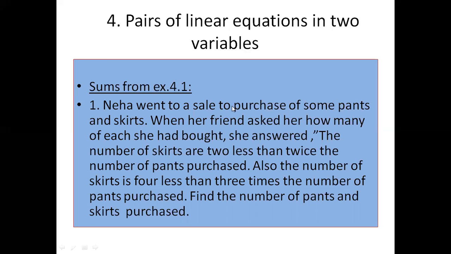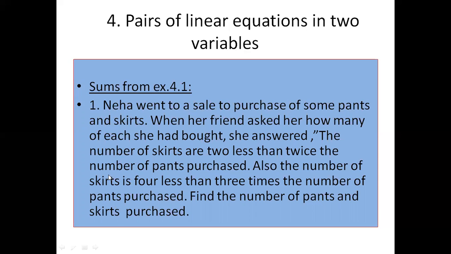Neha went to a sale to purchase some pants and skirts. When her friend asked her how many of each she had bought, she answered, the number of skirts is two less than twice the number of pants purchased. Also, the number of skirts is four less than three times the number of pants purchased. Find the number of pants and skirts purchased. So here the two things are skirts and pants. We will assume the number of skirts purchased as x, and the number of pants purchased as y.